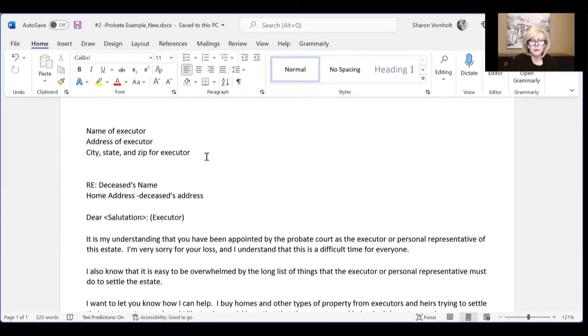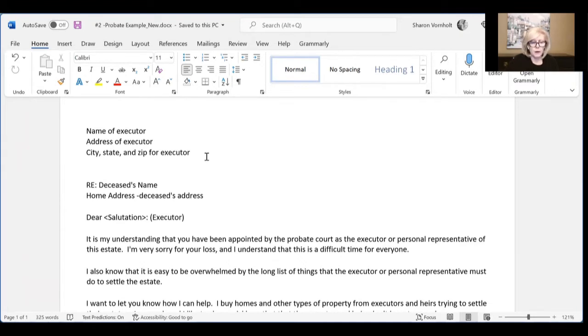Now, when you're doing this, the list of names, the information on there would need to be called the same thing as it is called on the letter. And you can look up mail merge on a video on YouTube. In other words, the executor would be name of executor, address of executor, so that when it mail merges into the letter, it puts the right information into the right field.